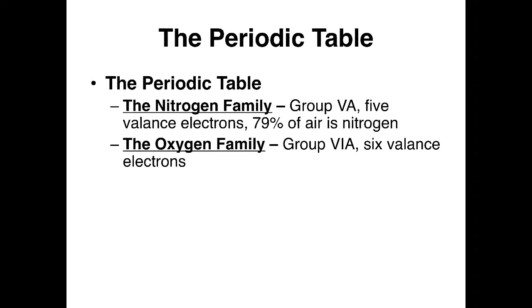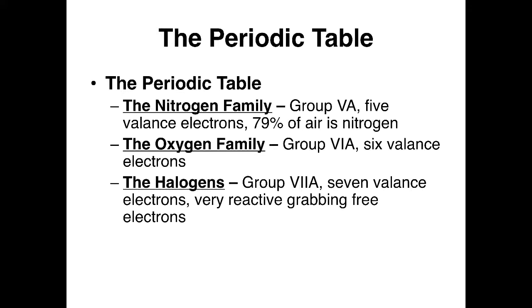The oxygen family, also known as the chalcogens, the 6A, have 6 valence electrons. And then the halogens, chlorine, bromine, iodine, fluorine, they have 7 valence electrons. These have a very high electronegativity, and they keep their electrons, and they tend to snatch electrons from other elements.